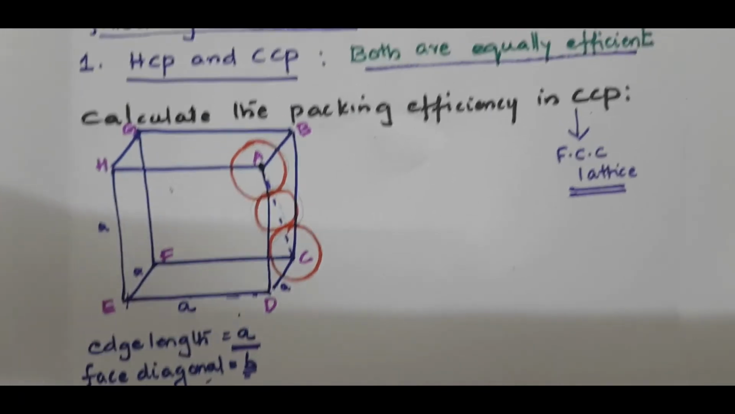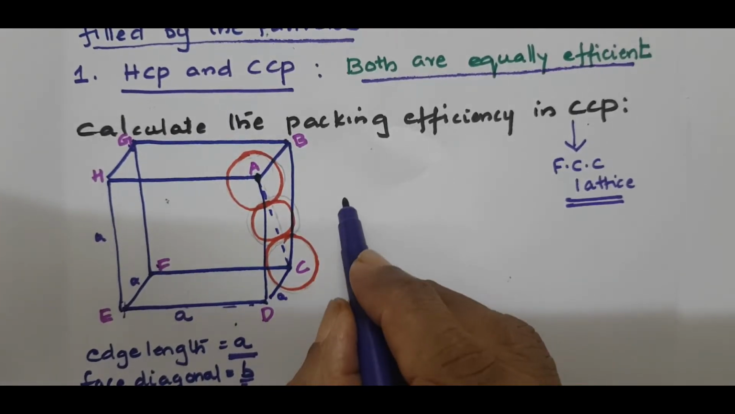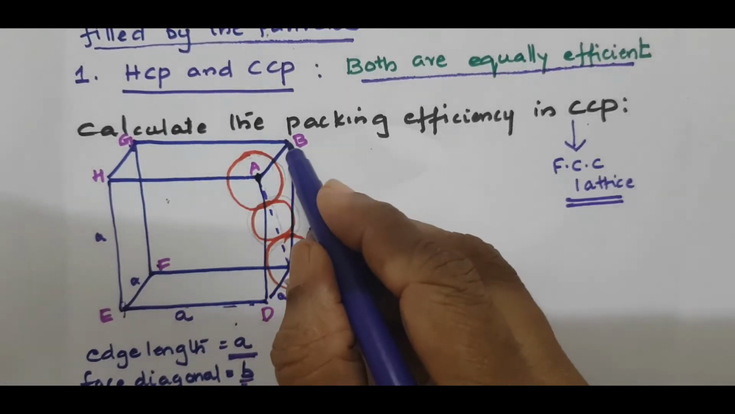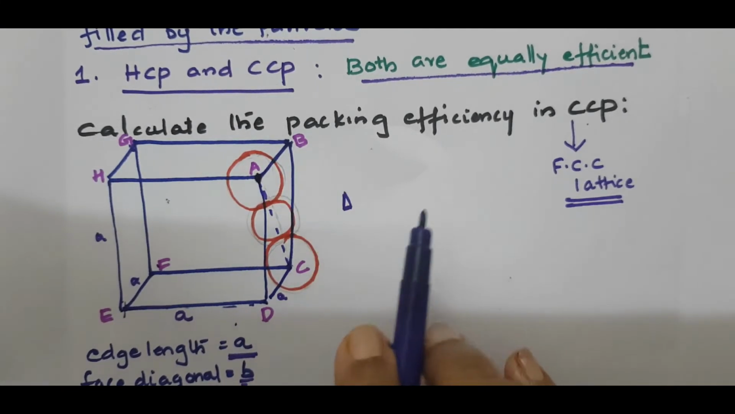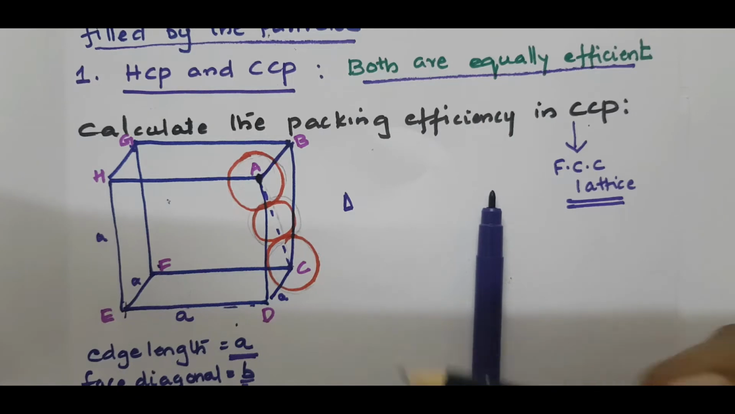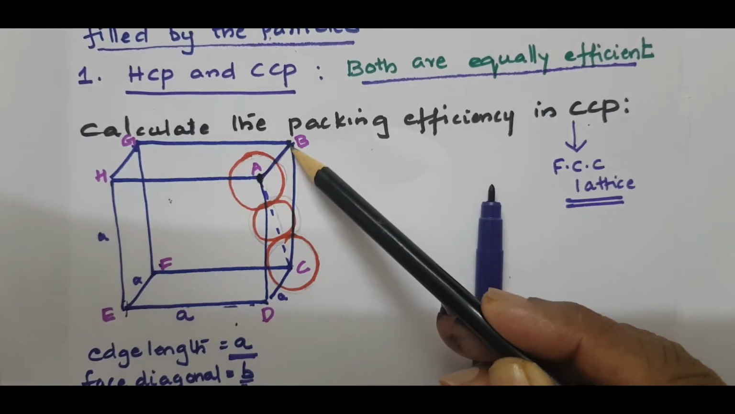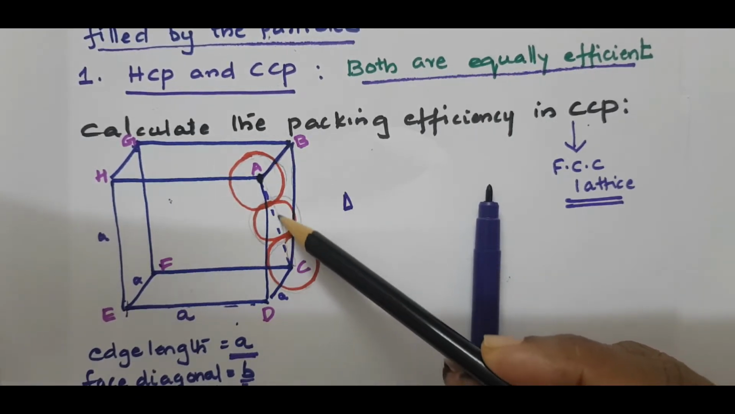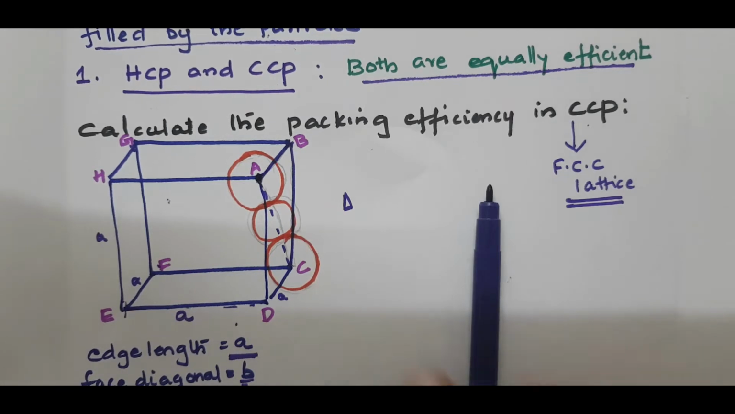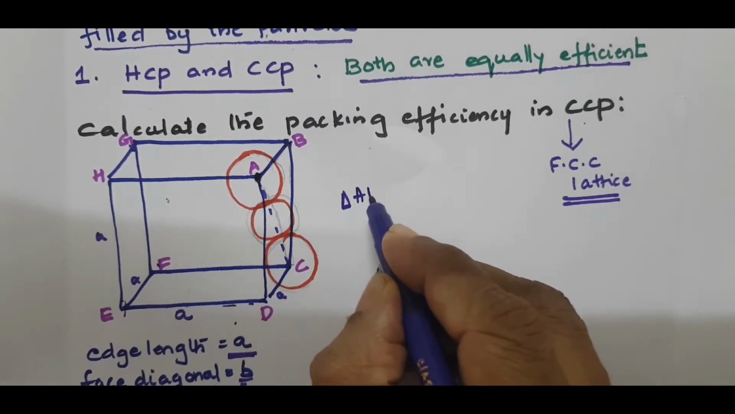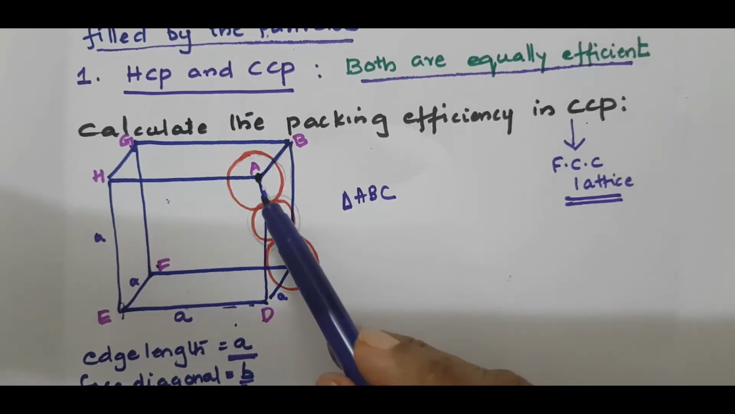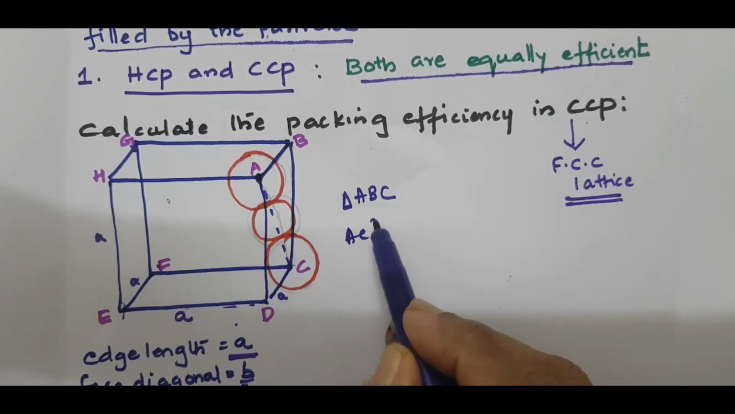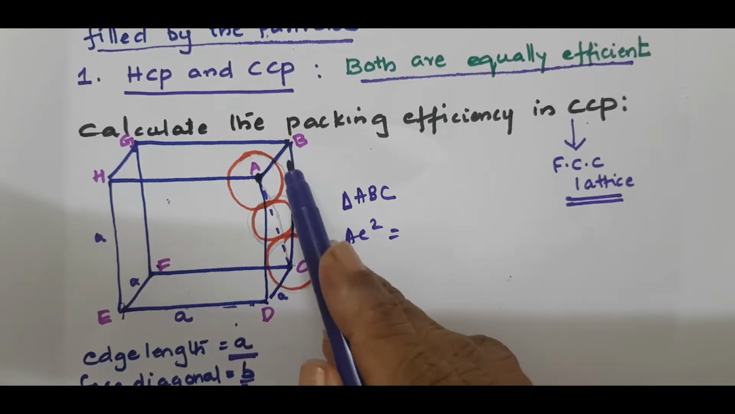Okay, now we are going to take a triangle. In the triangle, A, B and C. See, what is the triangle? A, B and C. So if you consider that triangle ABC, in this triangle, I can write AC square. You know that AC square is equal to, what is it?